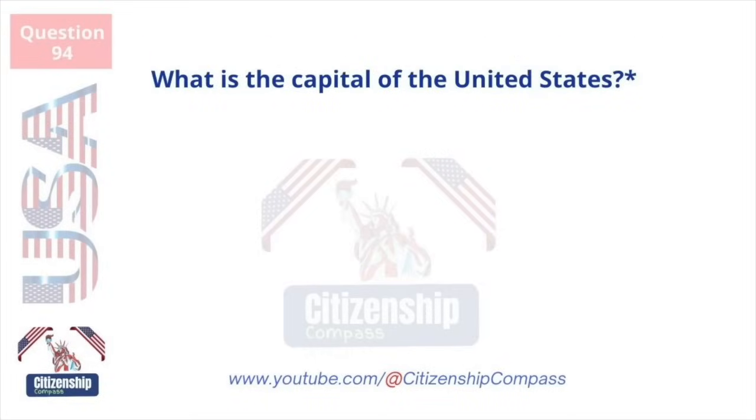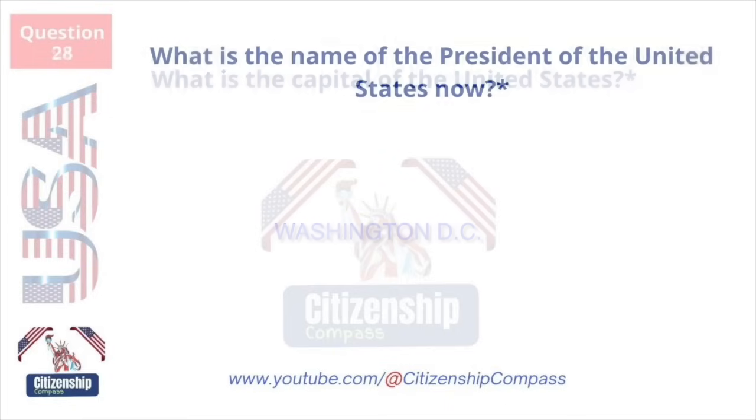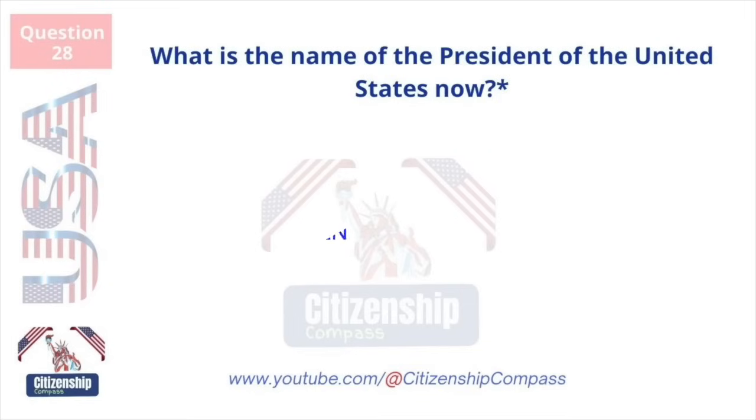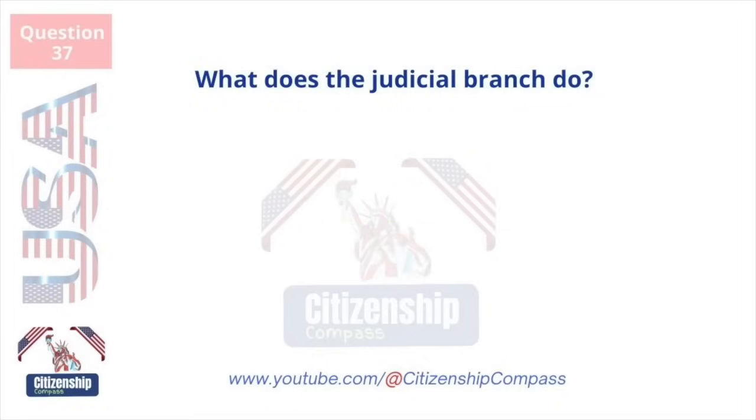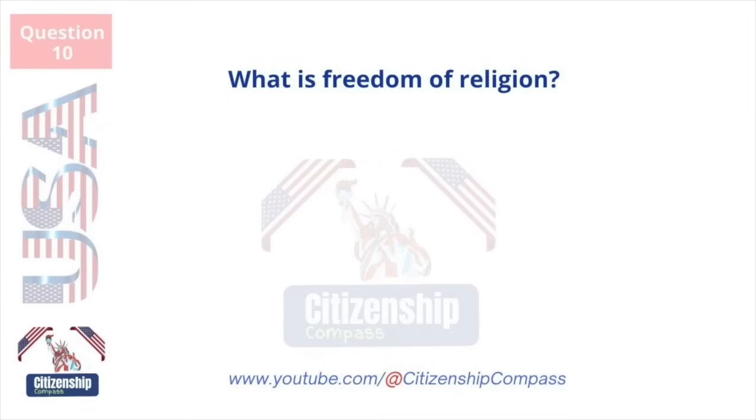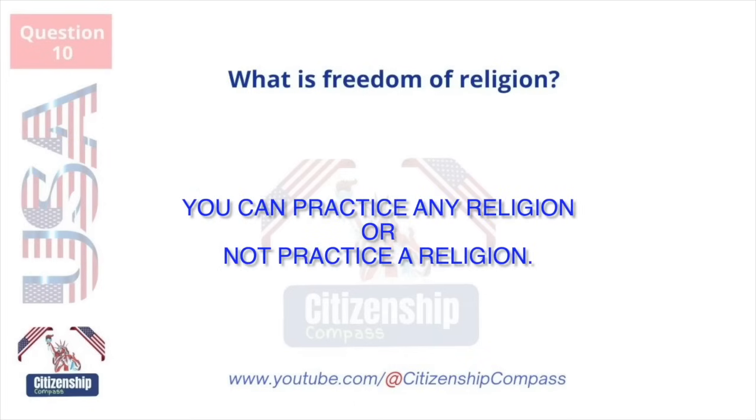What is the capital of the United States? Washington, D.C. What is the name of the President of the United States now? Joe Biden. What does the judicial branch do? Reviews laws. What is freedom of religion? You can practice any religion or not practice a religion.